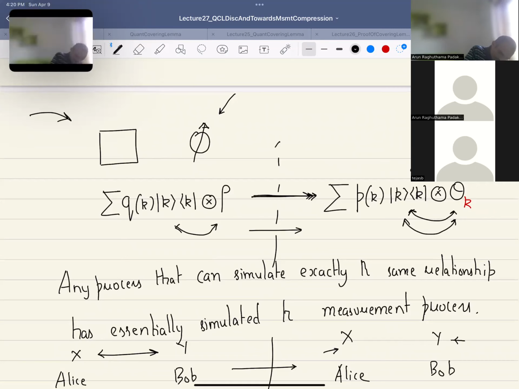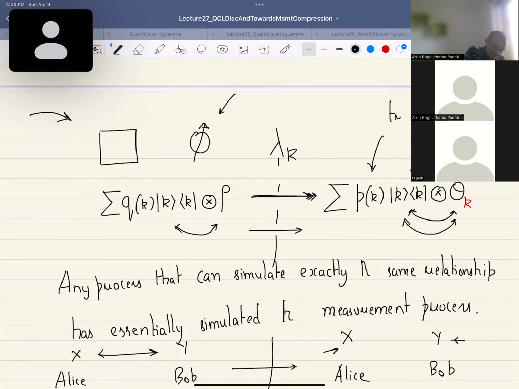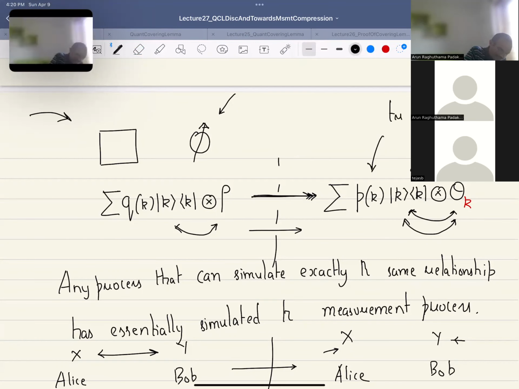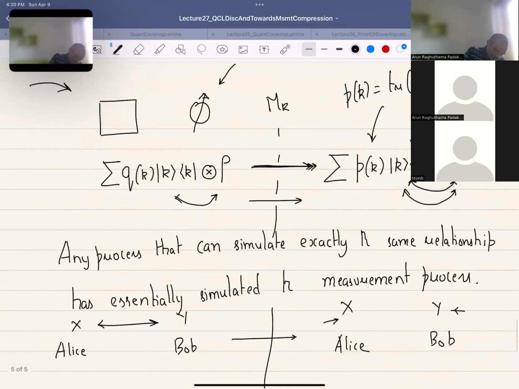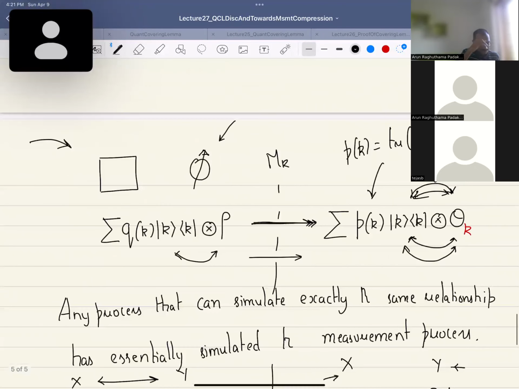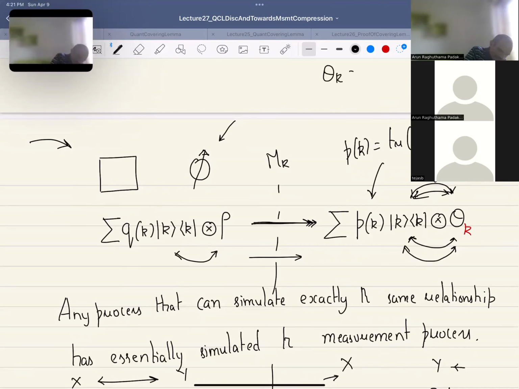This is because we perform the measurement using the measurement operator, not lambda K, I'm using MK. Let's stick to MK for now. This P of K is essentially trace of MK rho MK dagger. And now I will say the following. So theta k will be MK rho MK dagger divided by trace of MK rho MK dagger. So it's a state.